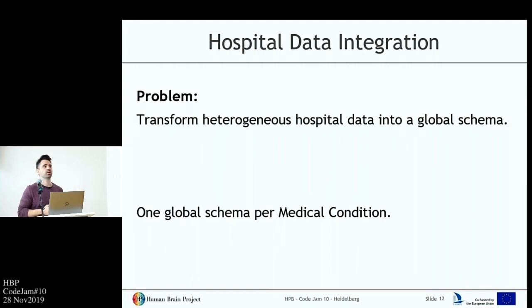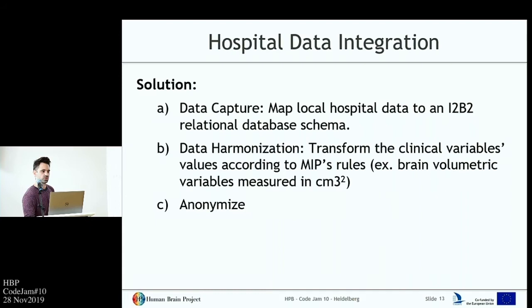Now, what's the problem in general? The problem is that we have several data sources from different hospitals, okay? And as we all know, heterogeneity is the main problem. We have to integrate all these into a global schema that MIP actually uses for its analysis. On top of that, right now in the MIP we have more than one global schema. Why? Because we support analysis on more than one medical condition, more than one pathology. So we have several data models. That's the problem, and the process referred to as data integration is the solution to this problem.